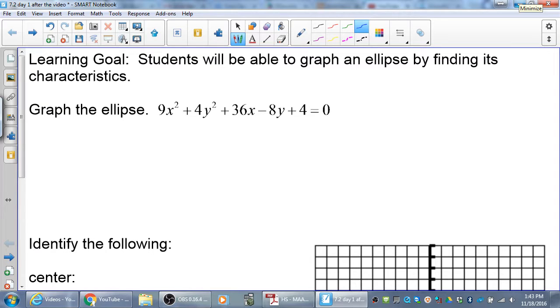Learning goal! Students will be able to graph an ellipse by finding its characteristics. Graph the ellipse. It's a pretty high goal. It is a high goal. So let's write this up.